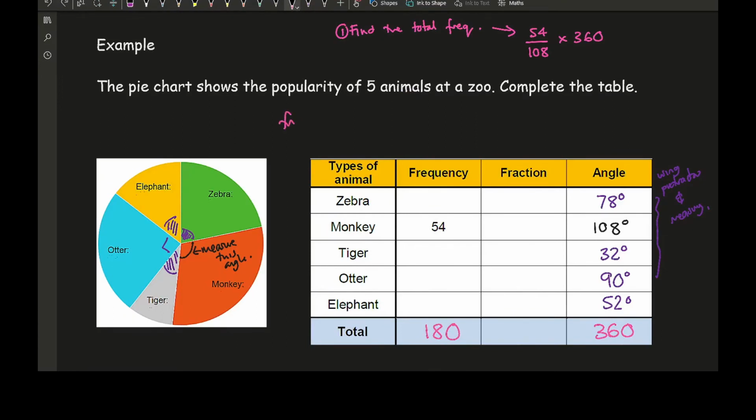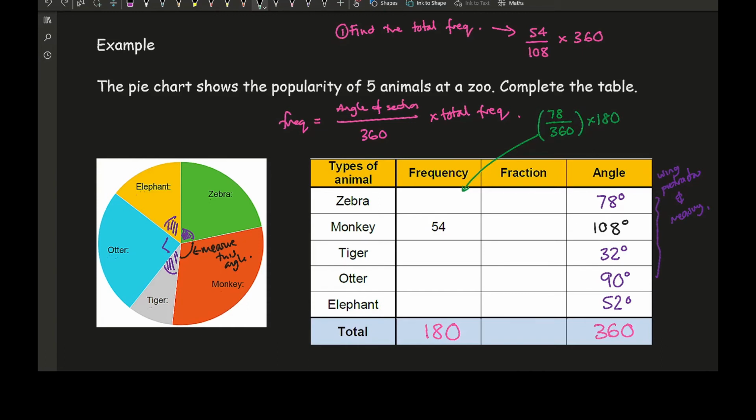Now to do that, the frequency is going to be equal to the angle of the section divided by 360, and I'm going to multiply that by the total frequency. So for zebra, and I'll try and do that in different colours so you can see exactly what I'm working out, it's going to be the angle, which is 78, divided by 360, and I'm going to multiply that by 180.